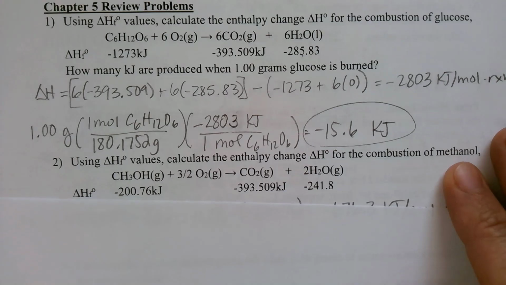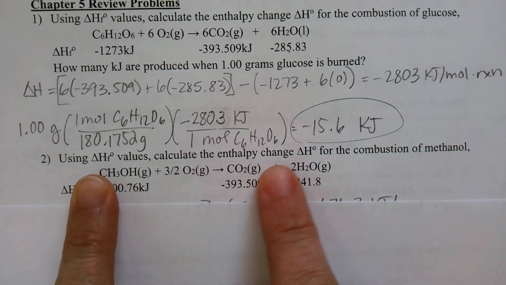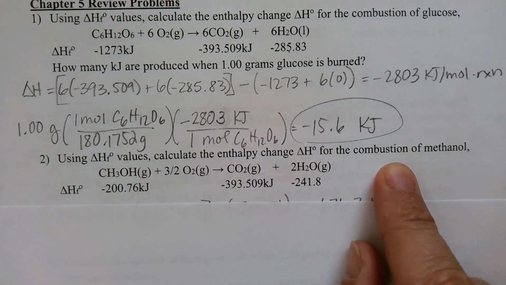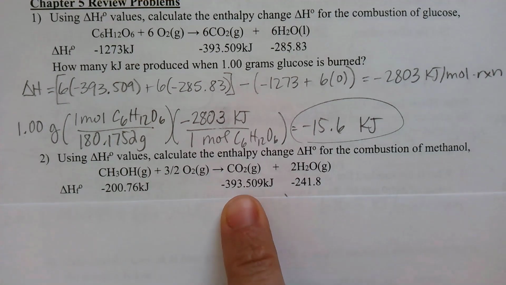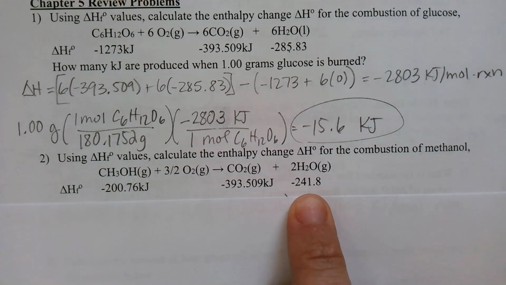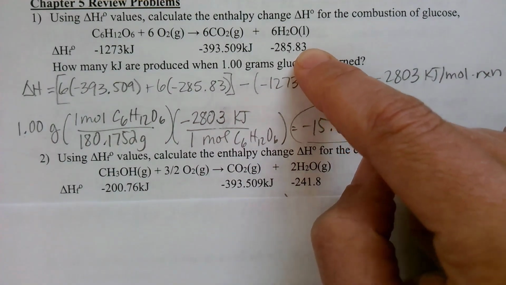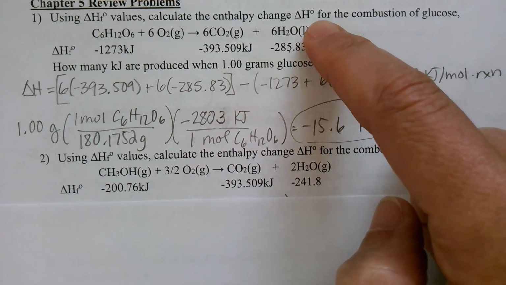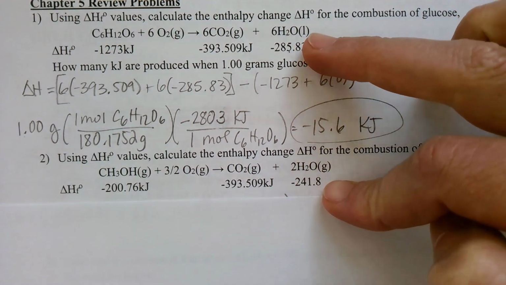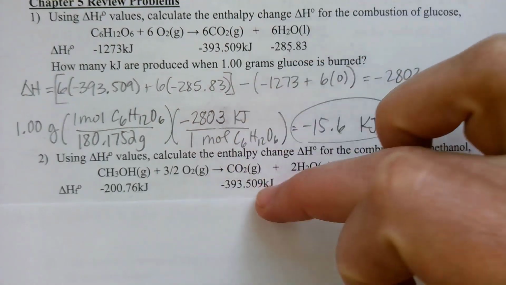Number 2, using the heat of formation values, let's calculate the enthalpy change, delta H, for the combustion of methanol. So we're given methanol's heat of formation, carbon dioxide and water, and notice that the water's heat of formation is different than this water. Notice the state of matter. This is a liquid, this is a gas, and so they are different values. But CO2 is a gas and a gas, those should be the same.